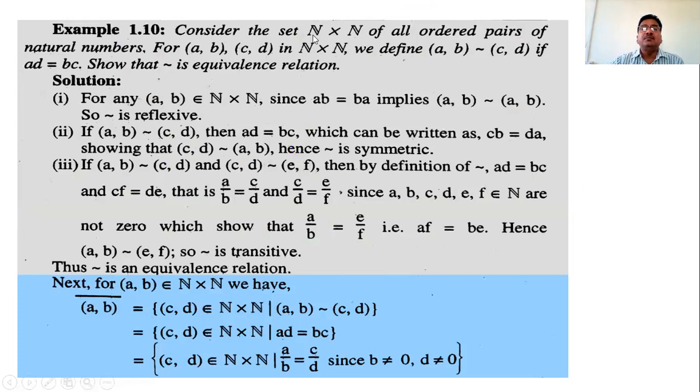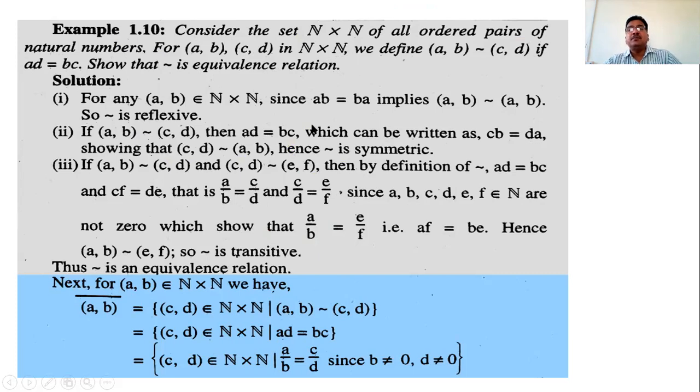Next example, again of the same type, N cross N or N square, instead of R square. The elements of N cross N, or N square, are ordered pairs. Suppose (A, B) and (C, D) are two elements of N cross N. Define (A, B) is related to (C, D) if A into D is equal to B into C. If these two are equal, then we say the two elements are related, and show that this relation is an equivalence relation. A relation is an equivalence relation if it is reflexive, symmetric, and transitive.